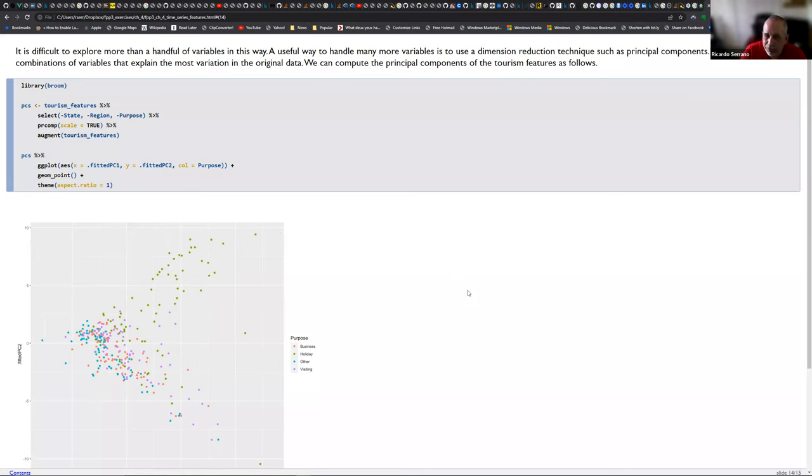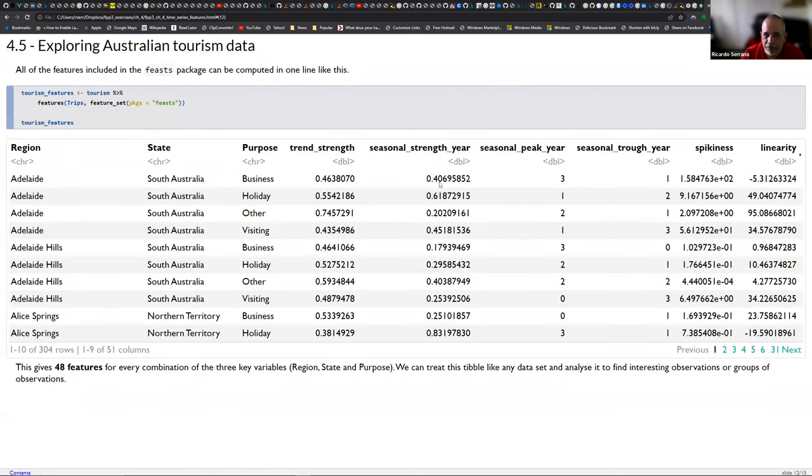With the tourism features that we're talking about, what the author does is deselect the labels, because principal components analysis just works on numeric data. So he's going to get rid of those labels, the state, the region, the purpose, and apply the prcomp function, which is the principal component analysis function from base R, but we have to scale it. Remember this data set: we have seasonal strength by year that probably goes from 0 to 1, but then we have seasonal peak year that goes from 0 to 3. So the magnitudes are different.